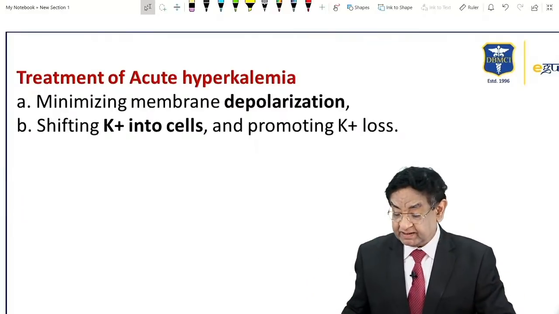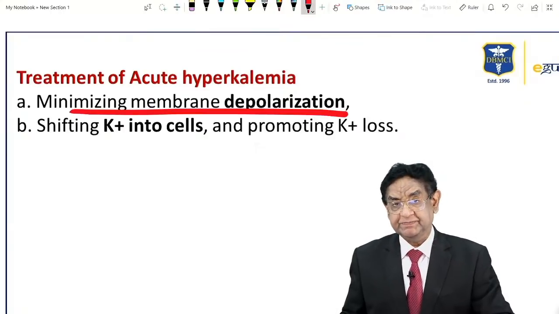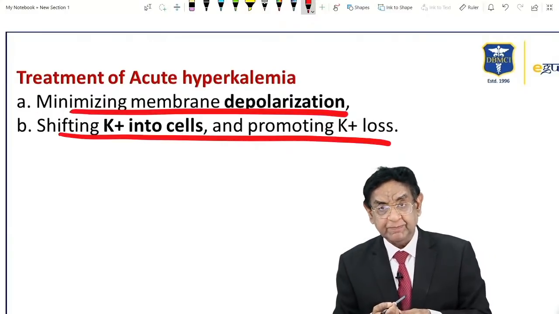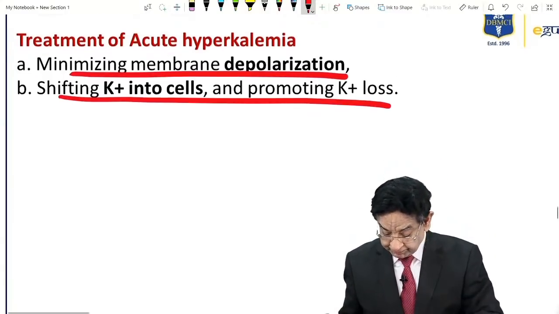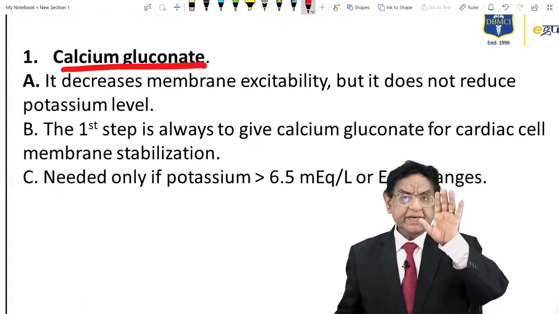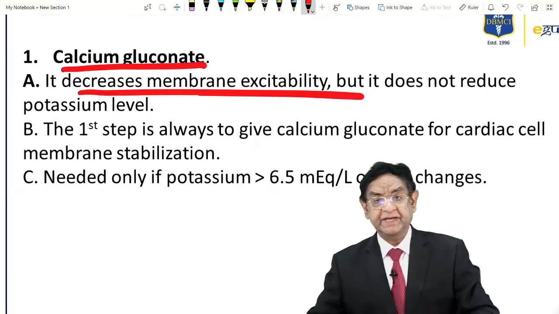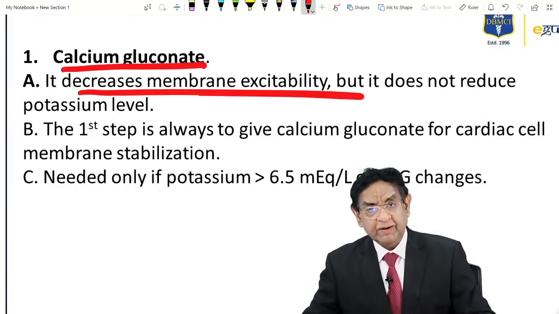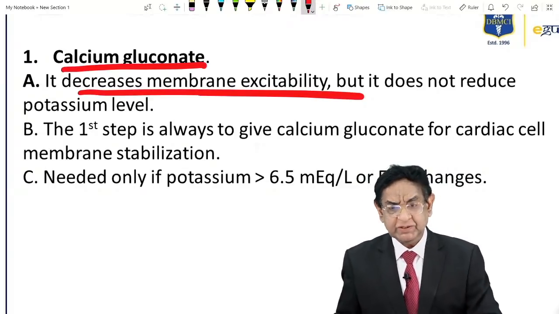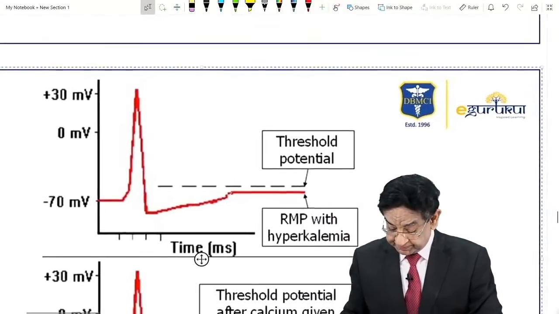What is the idea? Let's learn the basic concept. First of all, we want to minimize the membrane depolarization, and second, we want the potassium level to go down. So the first drug is calcium gluconate. It stabilizes the cardiac membrane and decreases excitability. How come? And why can high potassium lead to arrhythmia so fast? Let's correlate with physiology.